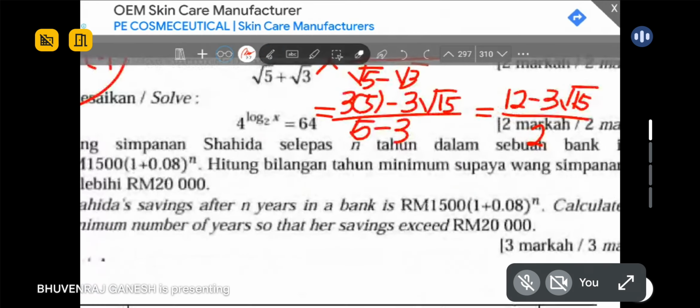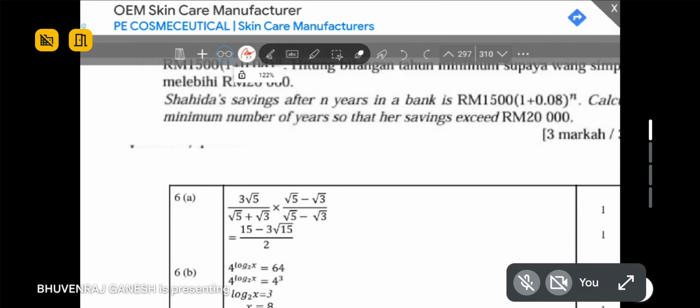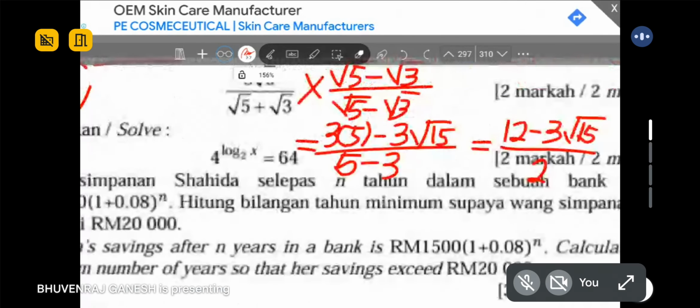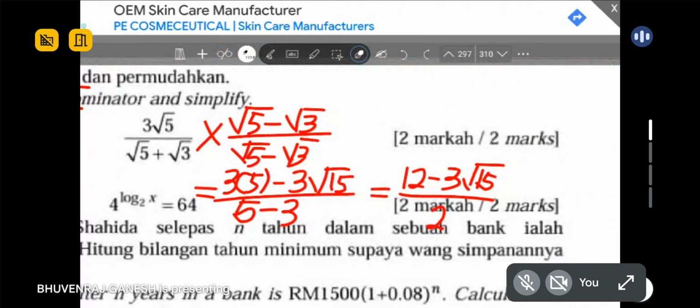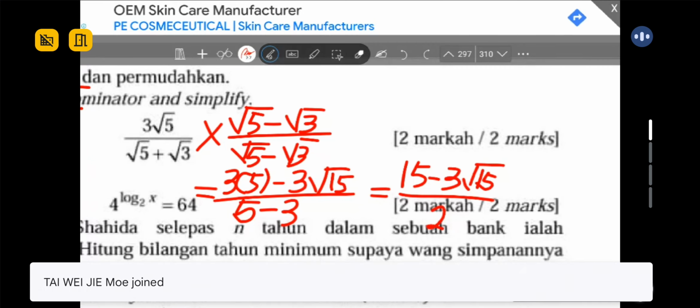15 minus 3 surd 15 over 2. Okay? Wait, did I make... Oh, sorry. 3 times 5 is 15. Oh my God. I made a careless mistake. Okay? Clear, guys? Understand this one? How to get it?